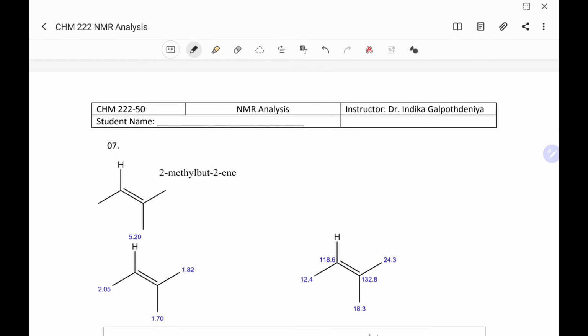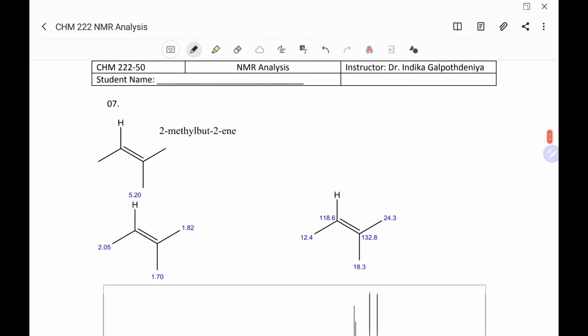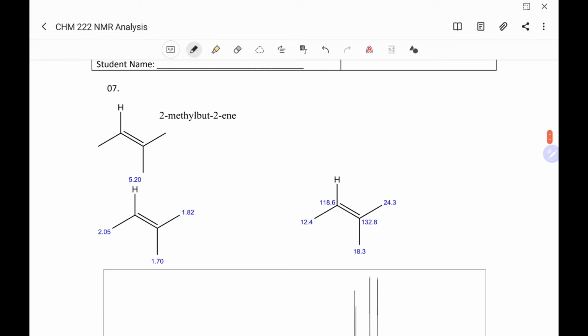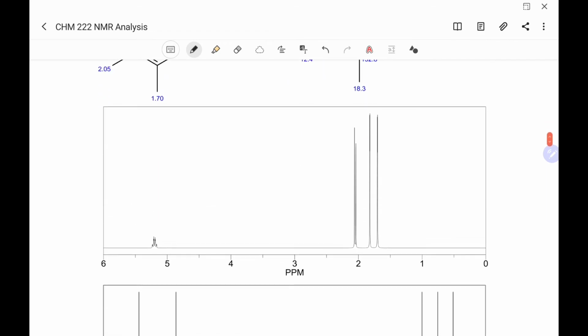And then the next one is 2-methyl-but-2-ene. Once again, see if you could figure out how many chemically different hydrogens you have and also the chemical shifts. And finally, also see if you could figure out their splitting patterns. You might want to pause the video and check it, or I recommend that you guys print out my handout.